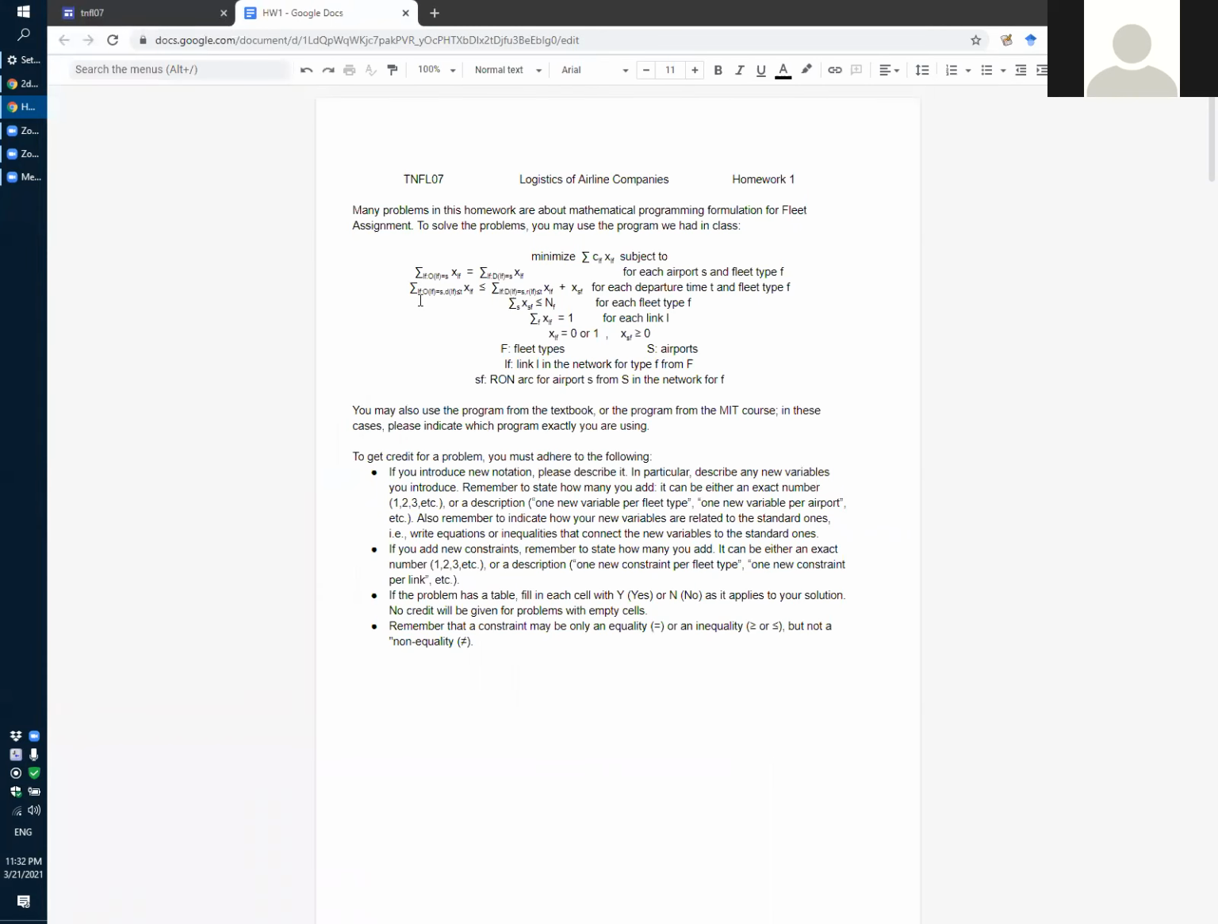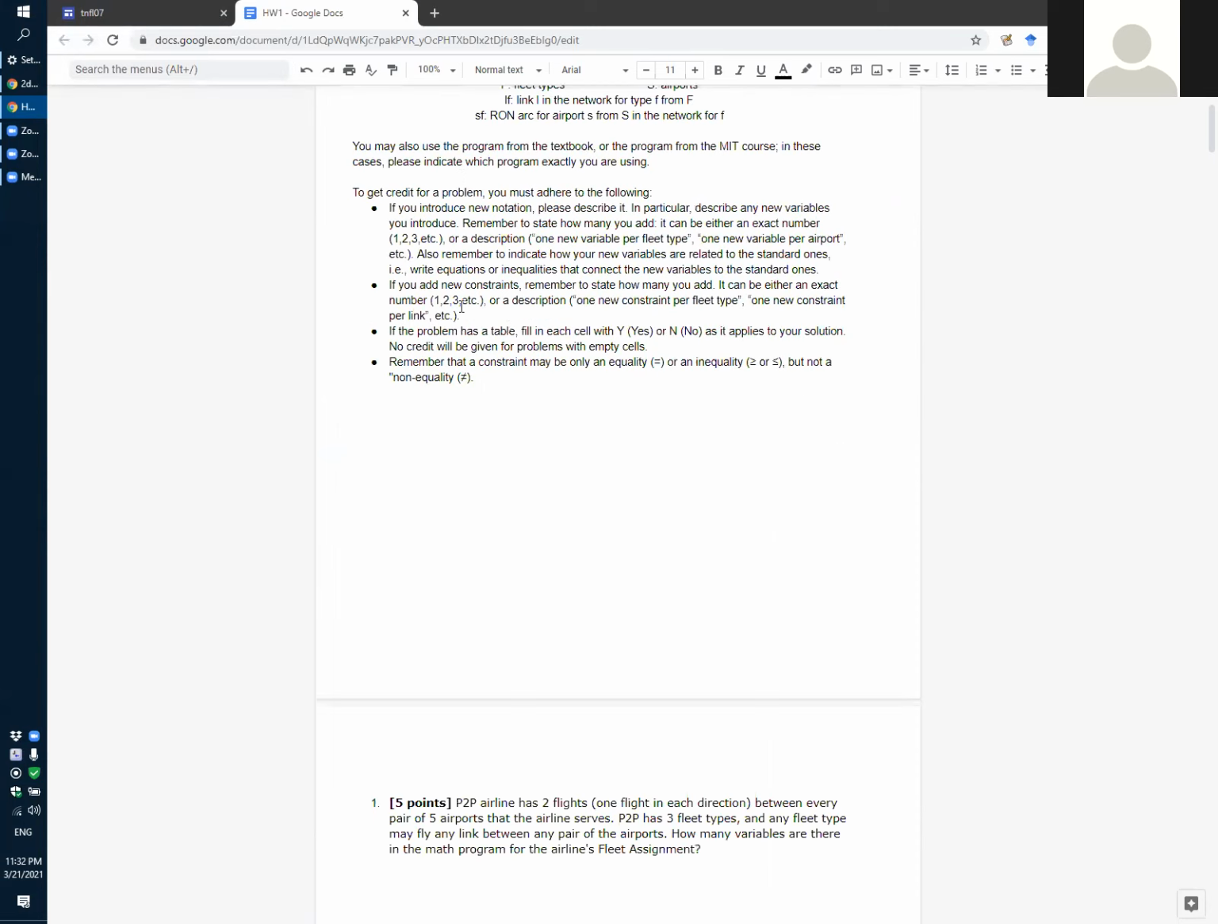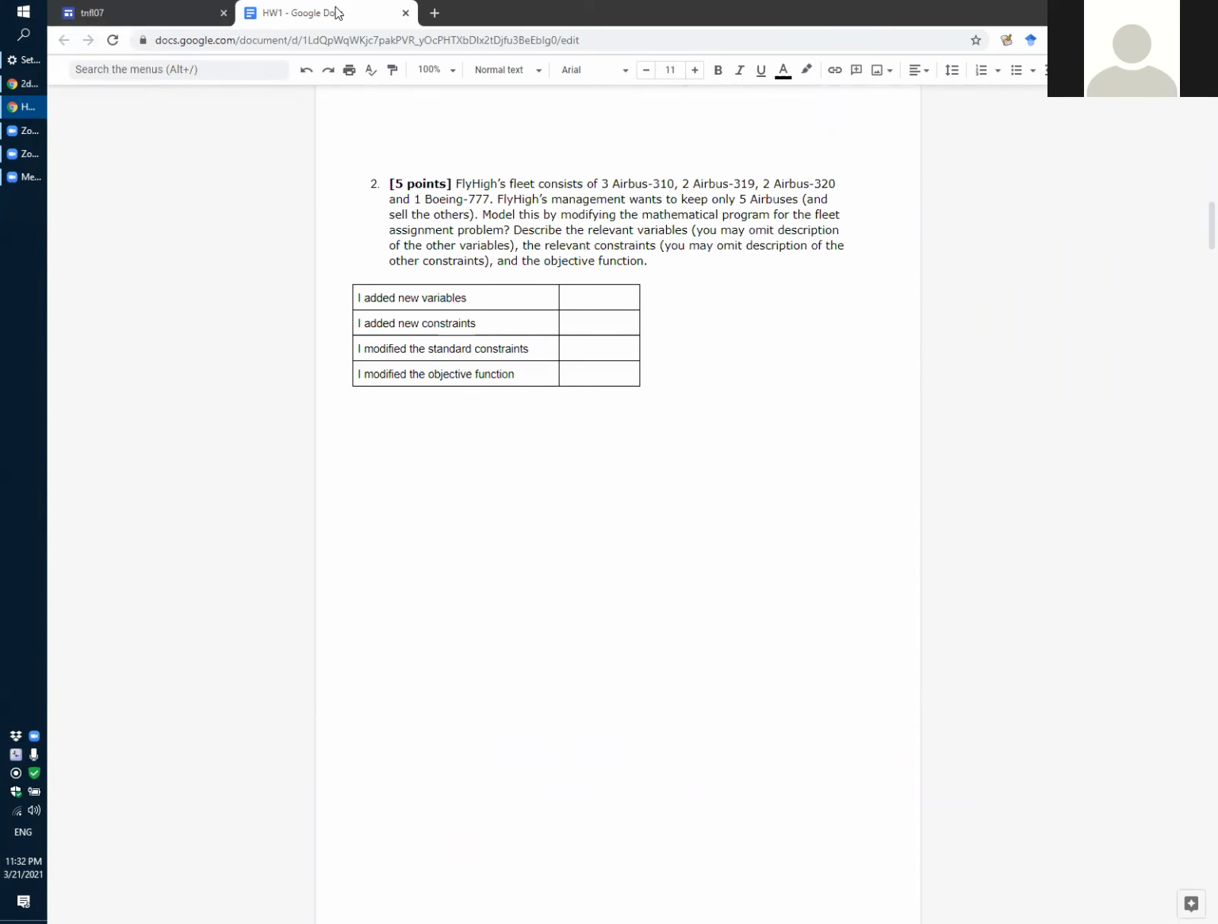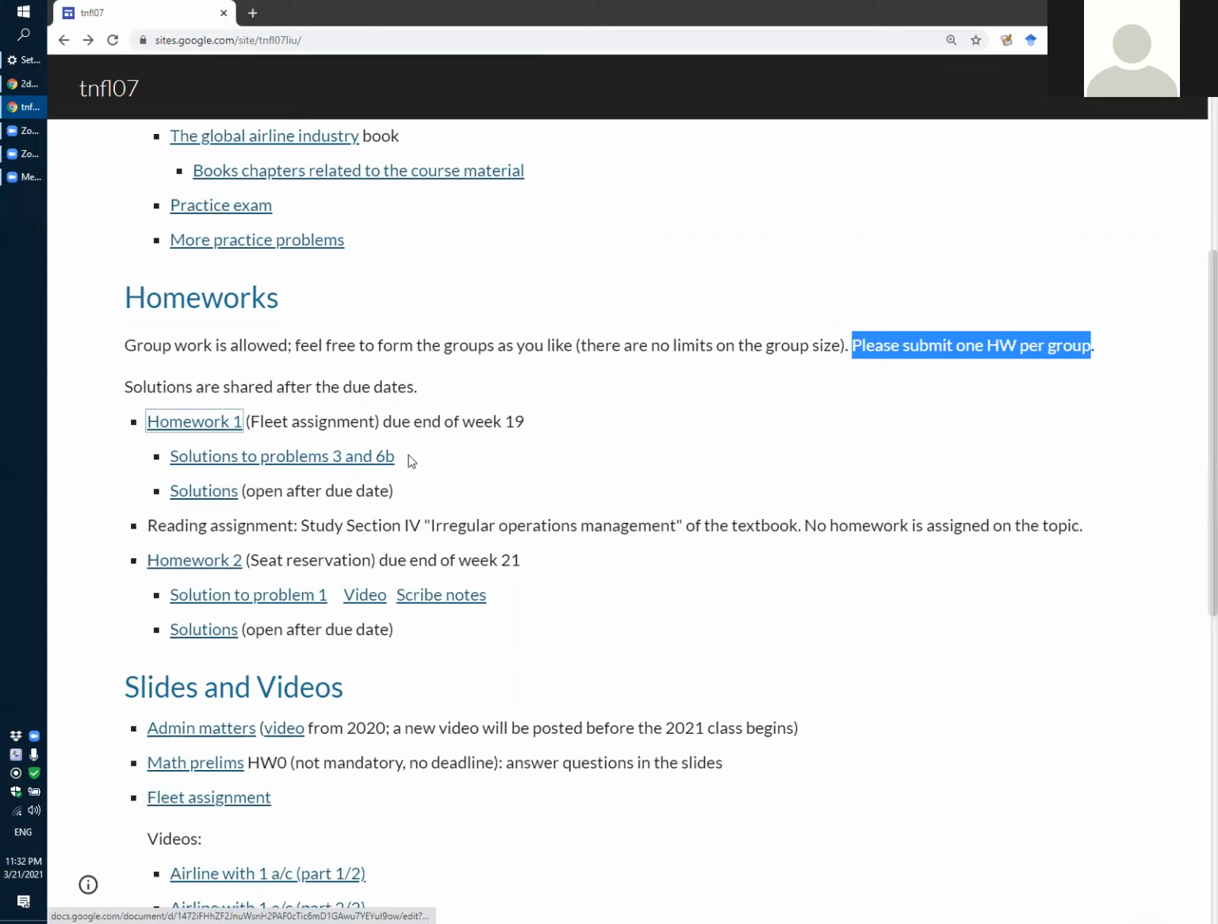As I said, the first one is on the fleet assignment. It has again this mathematical program formulation for the fleet assignment with some rules, some questions, tables, and so on and so forth. Some of the problems we will solve in class, and I have already posted solutions to them. The solutions to other problems, I will open after the due date. There's also a reading assignment, irregular operations management in the textbook. You will have to read it by yourself. It's not a terribly important subject, so I decided to skip teaching it.